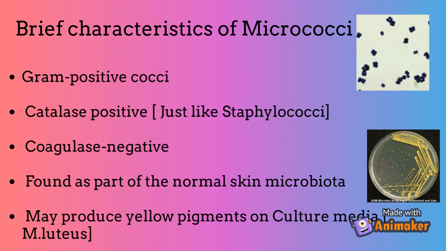They're gram-positive cocci, usually in pairs, that's 2, tetrads, that's 4, or sometimes irregular clusters. They're catalase positive, just like staphylococci. However, they're coagulase negative, which differentiates them from coagulase positive staphylococci, like S. aureus. They are found as part of the normal skin microbiota and are not considered pathogenic. On culture media, an example like Micrococcus luteus may produce yellow pigments.